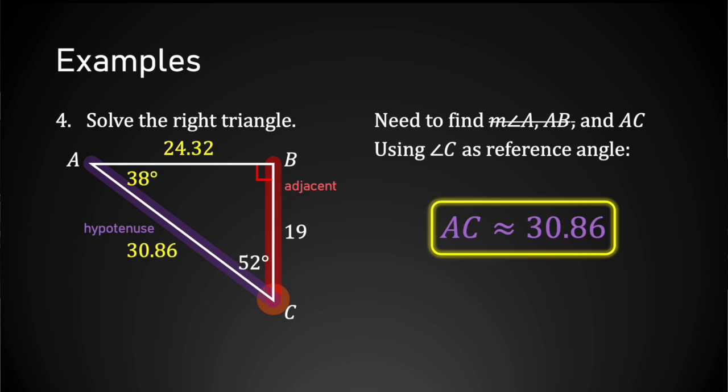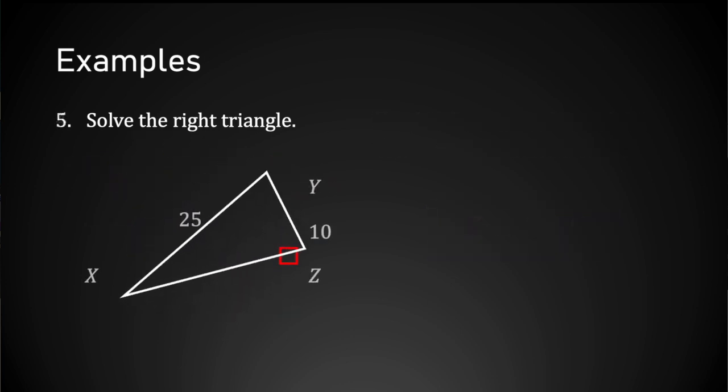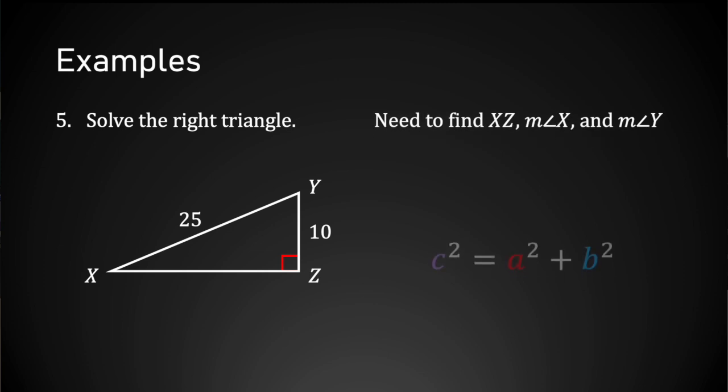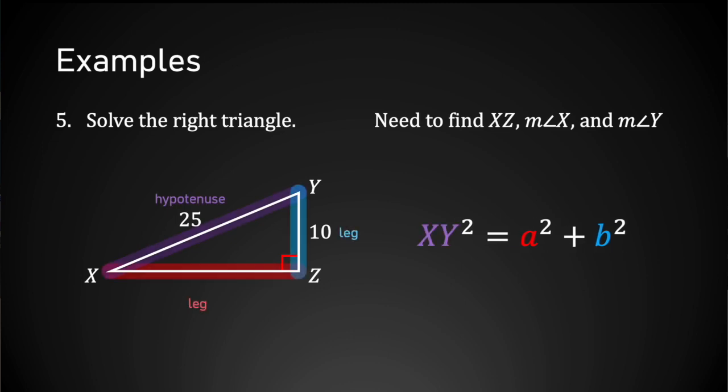Let's do one more example, this time with two sides given. When it says to solve the right triangle, that means we're finding the other side and the two angles besides the right angle. We'll find the unknown side using the Pythagorean theorem. The hypotenuse is always what goes in for C, but the legs can go in any order. So XY squared equals XZ squared plus YZ squared.